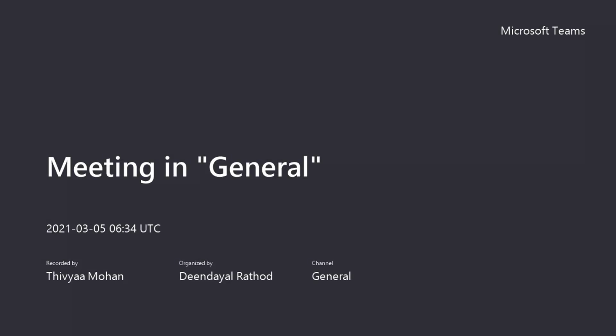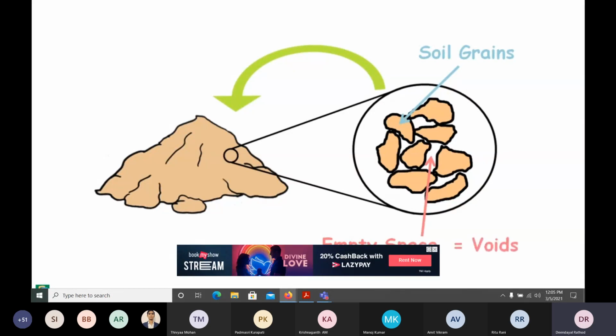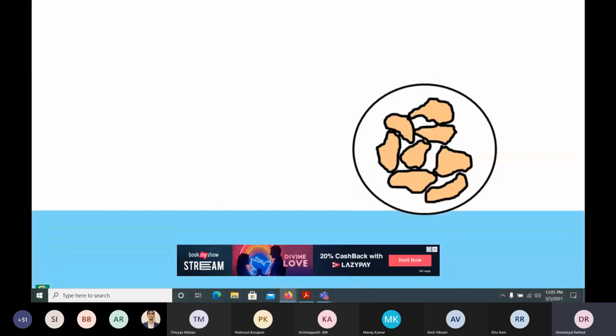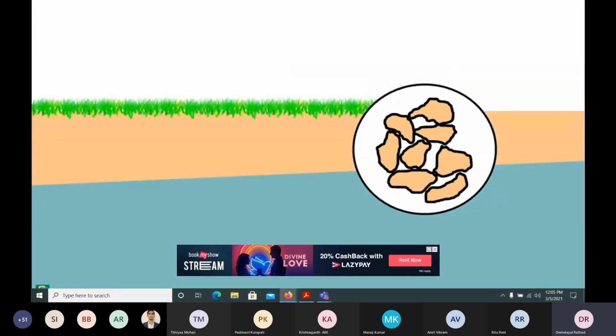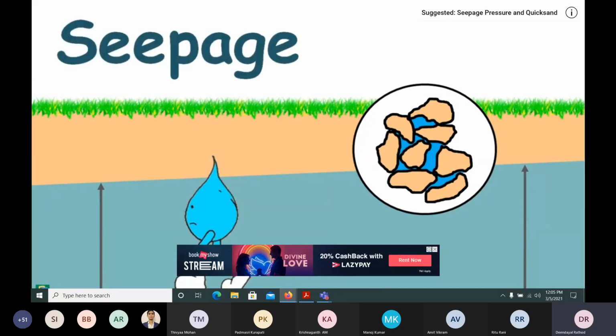grains. These soil grains, when depositing in a soil mass, enclose empty space between them, which we call voids. The water available under the ground moves inside the soil through these voids from the region of high hydraulic head to the low hydraulic head. This phenomenon of flow of water, movement of water through the soil, is called seepage.